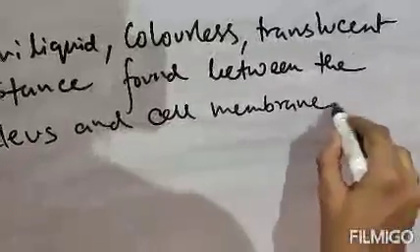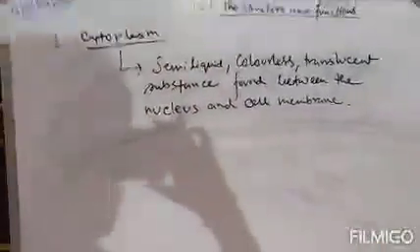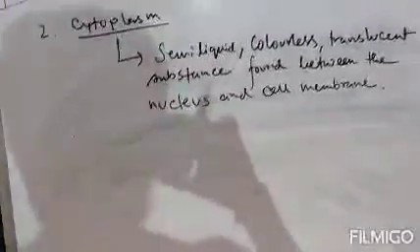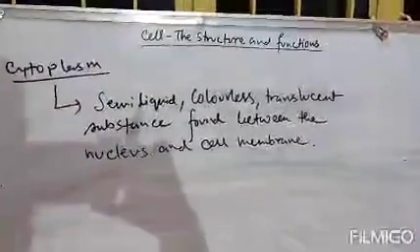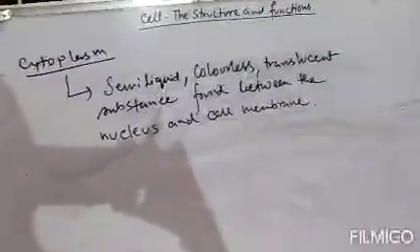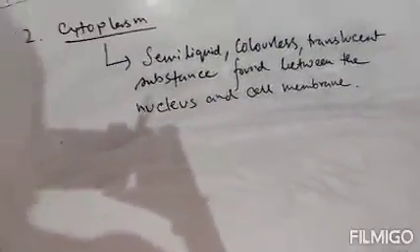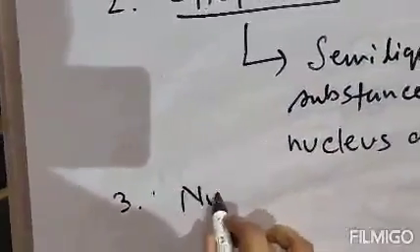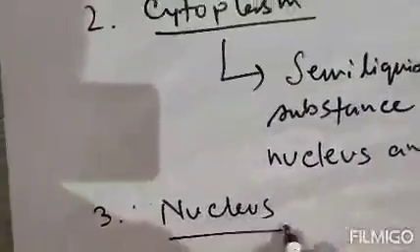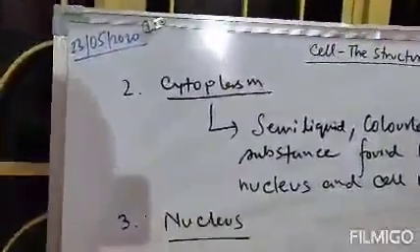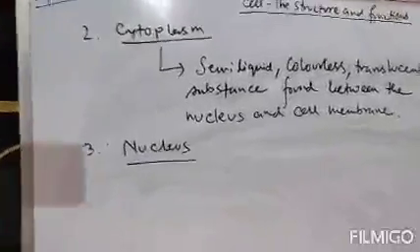Found between the nucleus and cell membrane. Clear? Now this is the semi-liquid, colorless, translucent liquid found between the nucleus and cell membrane. This is actually the cytoplasm. Number 3 is the nucleus. It is the most important part present in the cell.